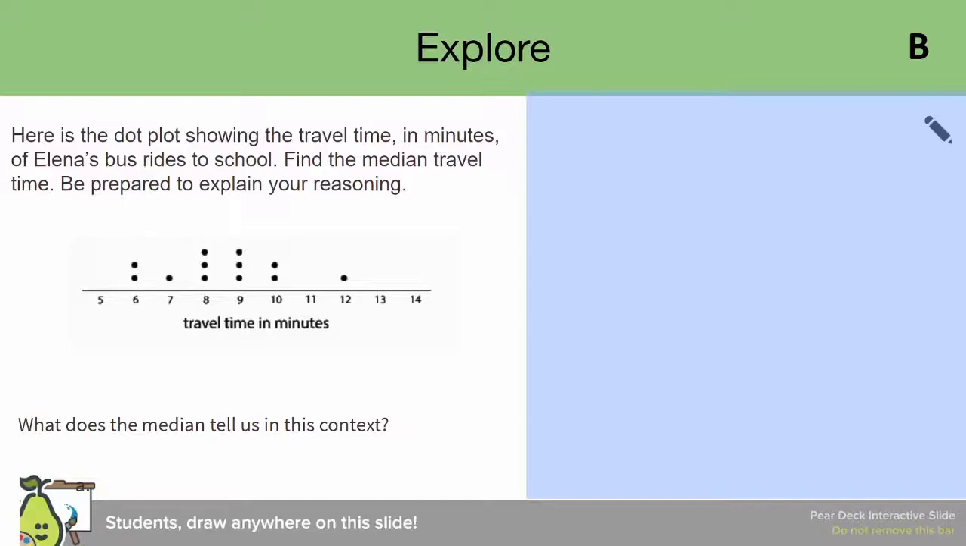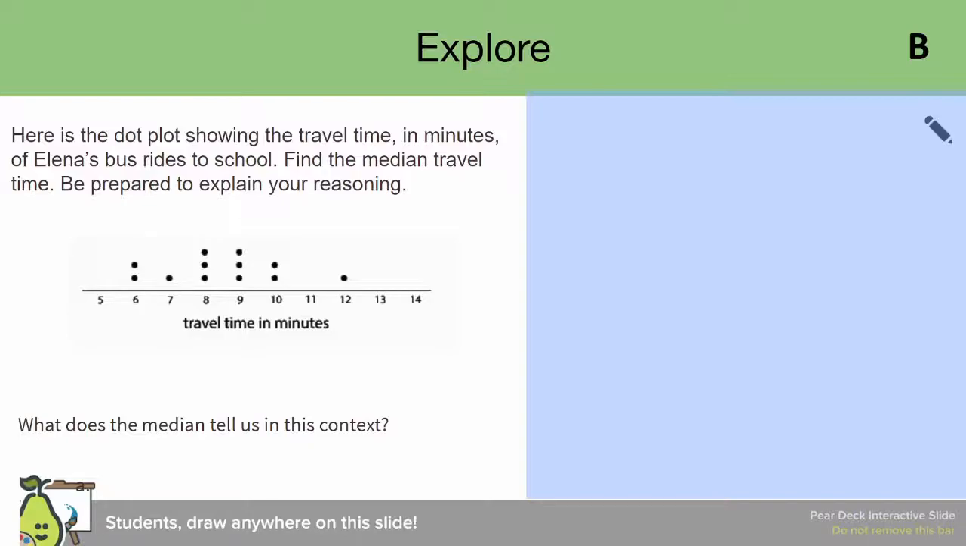All right, welcome back. Now that we're back together, let's take a minute and read the story together. The story says, here is the dot plot showing the travel time in minutes of Elena's bus rides to school. Find the median travel time. Be prepared to explain your reasoning. So we have ourselves a dot plot here. It says travel time in minutes. And then it asks us, what does the median tell us in this context?